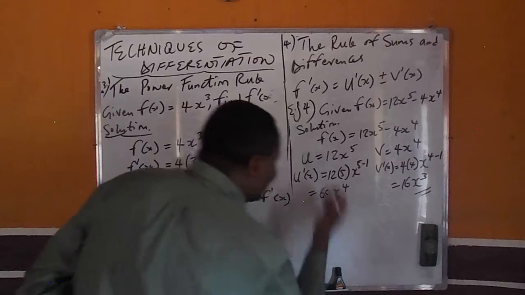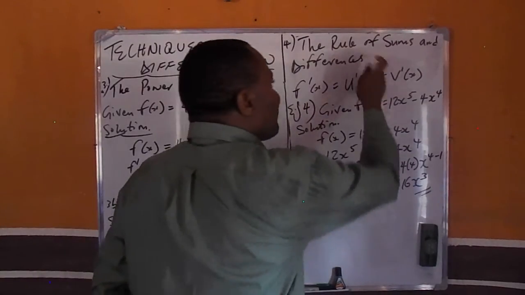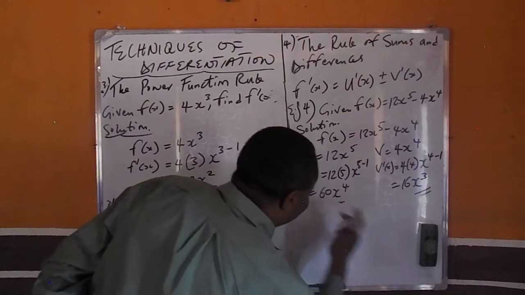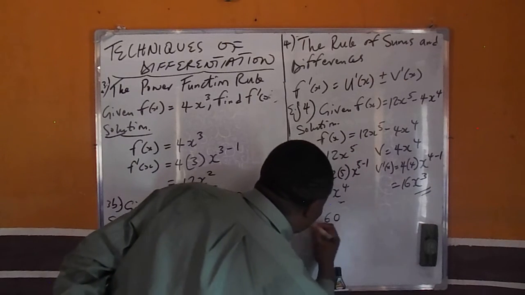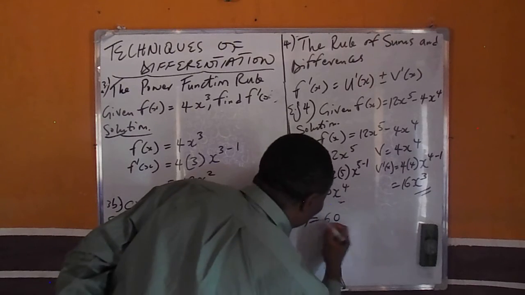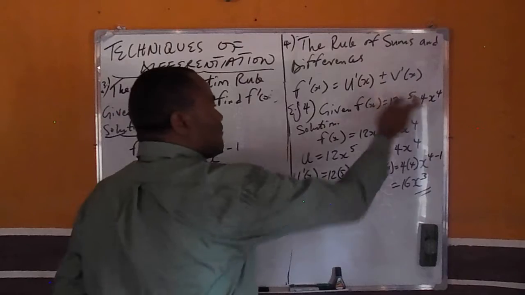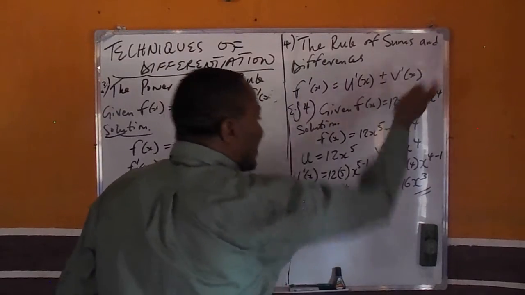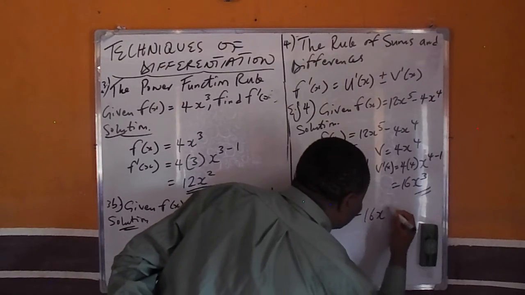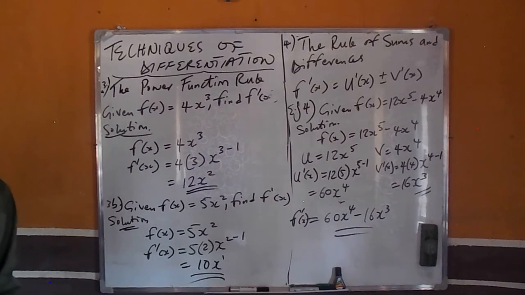Then going by the formula, which says u prime s, what is u prime s? This is the answer for u prime s. That will now be 60s raised to power 4. That's it. f prime of s equals 60s raised to power 4 minus, we have minus in the middle, v prime s, which was 16s raised to power 3. So this is what we have here.